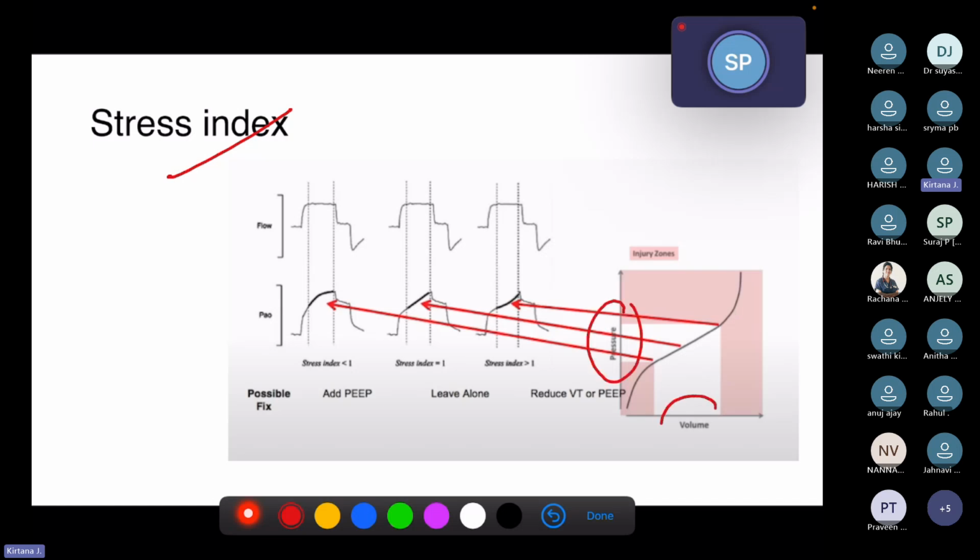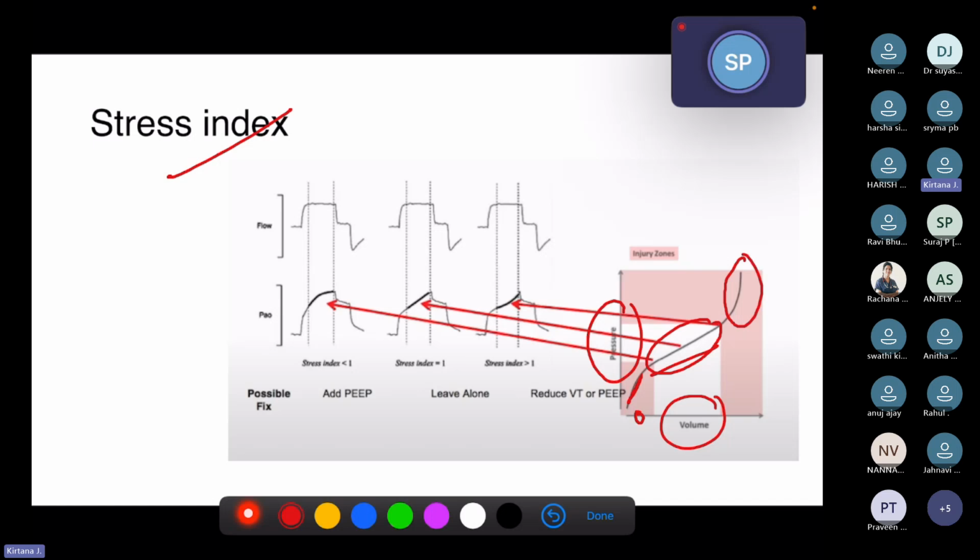This is the pressure versus volume graph that we just saw, actually inverted. At lower lung volumes, the compliance of the lung is low. Then, when the lung volume reaches a particular zone, that is where the compliance is at its maximum. And at higher lung volumes, again, the compliance becomes low and the pressure increases much faster.